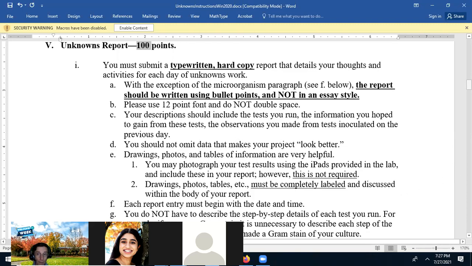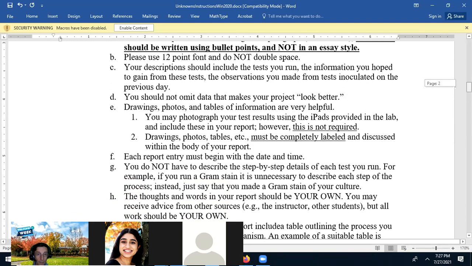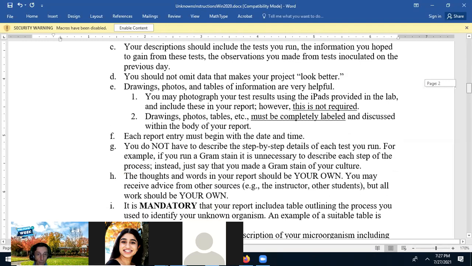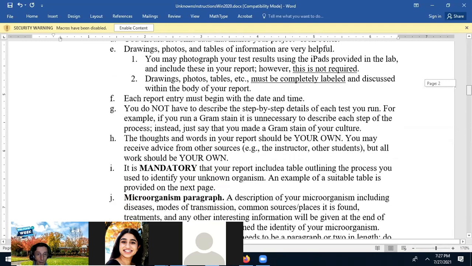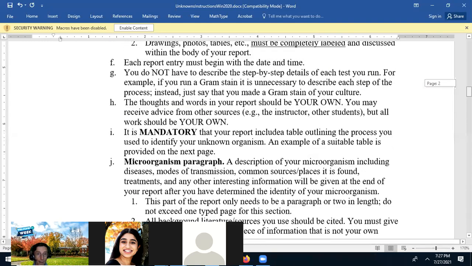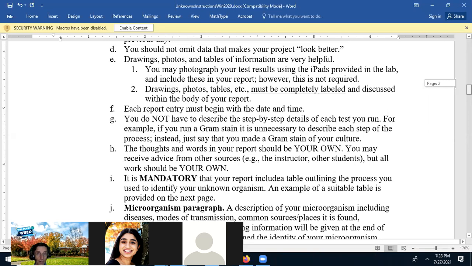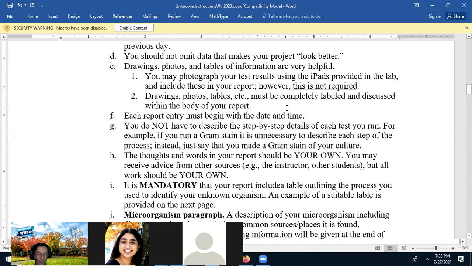You must have one table or a flow chart at the end, which is going to show how you identified your project. And I'll talk about that in a little bit. But you should have a table or a flow chart going through the logic you use to identify the species that you think it is.